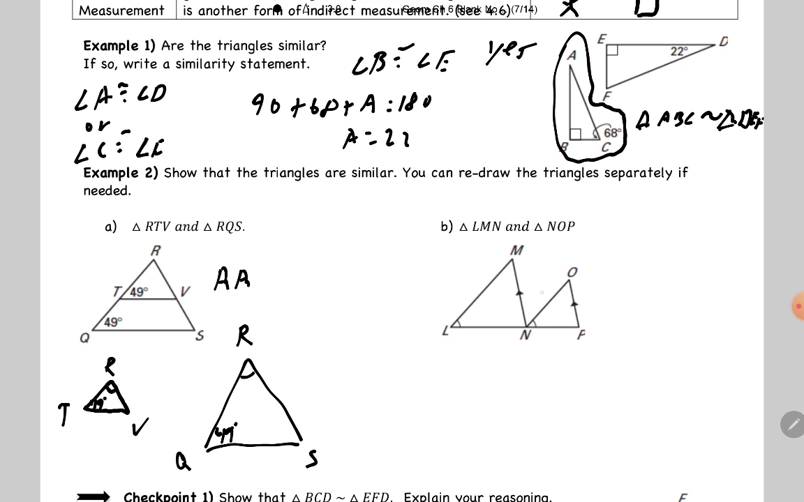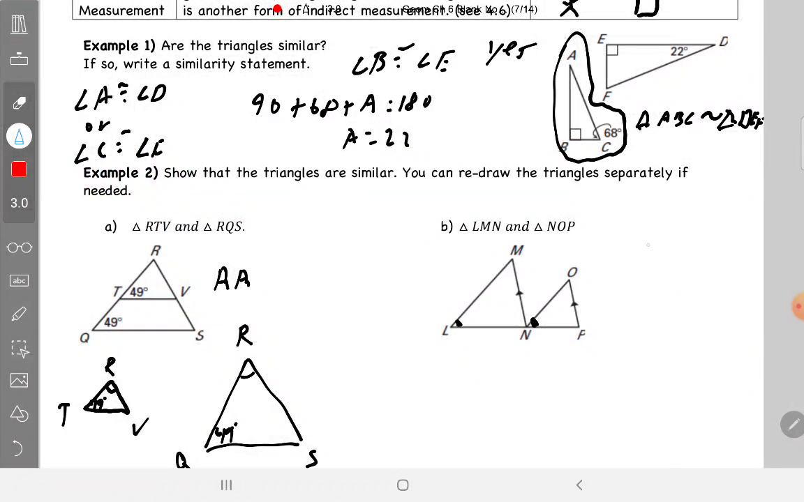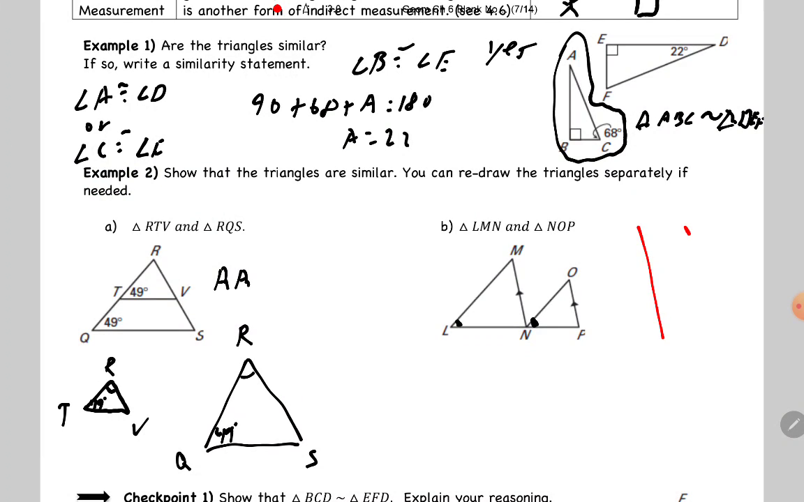Alright, so then we have these two triangles. They tell us that this angle here is congruent to that angle. And they tell us that those lines are parallel. So what do those lines being parallel mean? Okay, it means... So if I redraw, here are the two parallel lines. And then we have a transversal, if you remember from last semester.